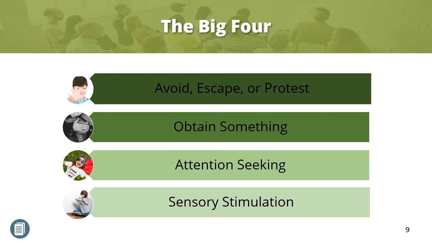These are the 4 broad areas of behavior that could be contributing to a student's function, or the why of their behavior. Avoid, escape, or protest, obtain something, attention seeking, and sensory stimulation. We're going to break these down further on the next couple of slides to give you more information. Please take a moment to complete the processing guide question related to this slide.